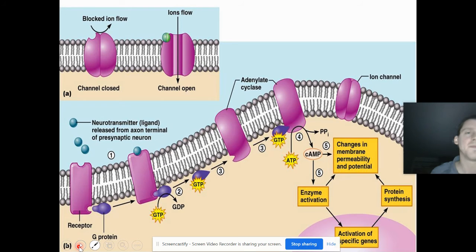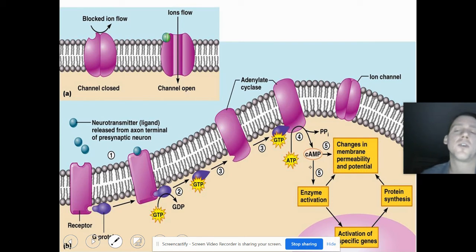All right. So here we have an example. So this is a G protein. We have a ligand. So in this case, it might be a neurotransmitter that has activated our G protein. There's our activated G protein heading to our effector protein. Our effector protein is adenylyl cyclase. It's activated, and once adenylyl cyclase is activated, it's going to take ATP and turn it into cAMP.